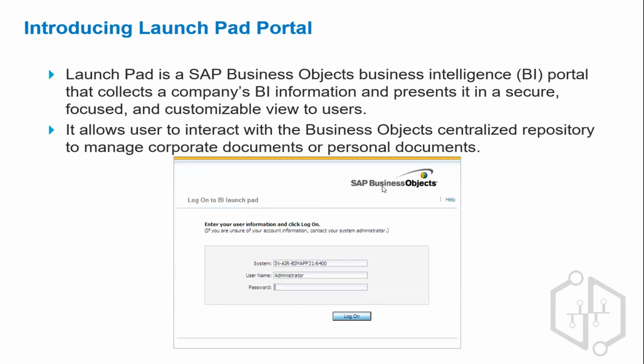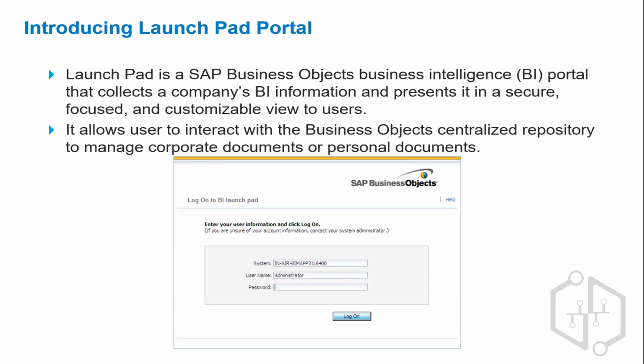If you see here, SAP Business Objects, this is the beginning, the first window that we see when we are going to use the Launchpad. It will look like this: SAP Business Objects, log on to BI Launchpad. So we have to provide our system, username and password to log into the BI Launchpad.